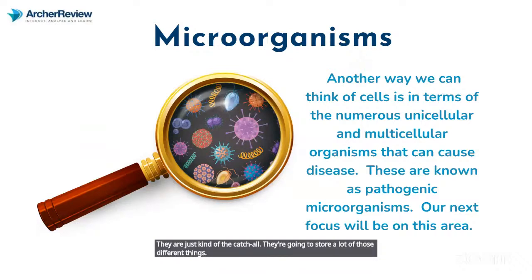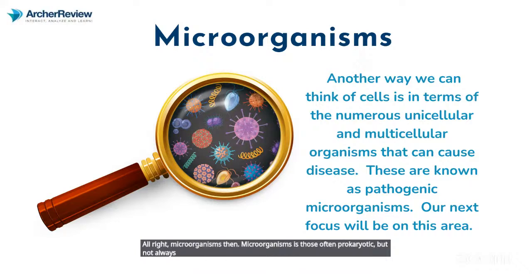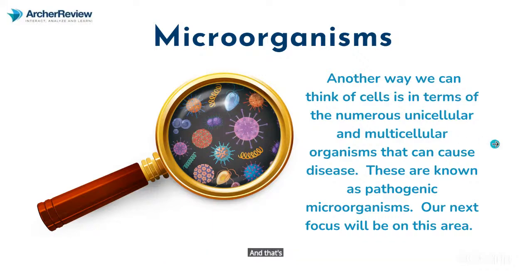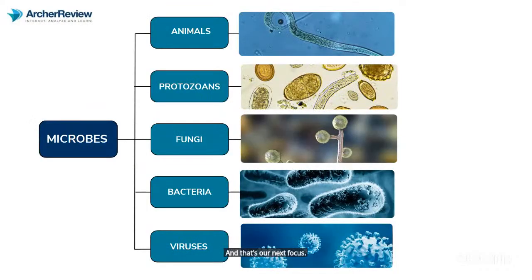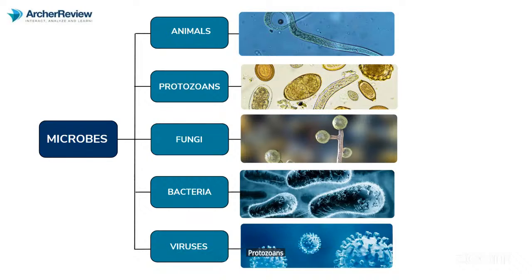All right, microorganisms then. Microorganisms are often prokaryotic, but not always. But in reference to TEAS, our focus really is on the microorganisms that are pathogens, that are a problem, that cause disease. And that's our next focus. So there are 5 broad categories of microbes or microorganisms. Those are kind of synonyms that the TEAS focuses on: microscopic animals, protozoans, fungi, bacteria, and then viruses.